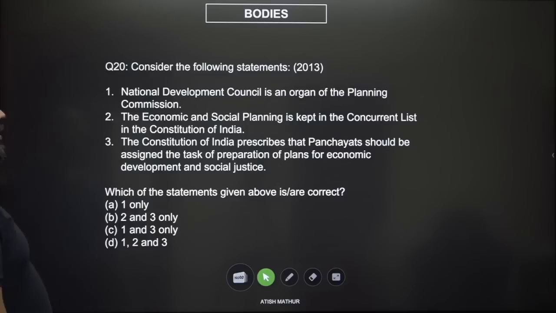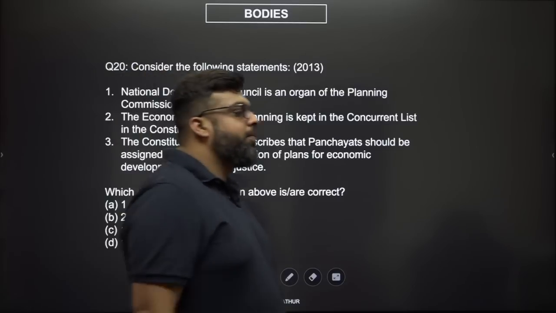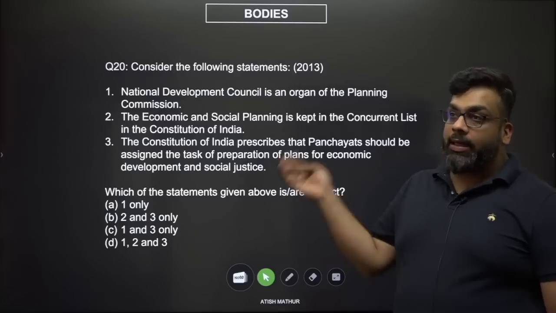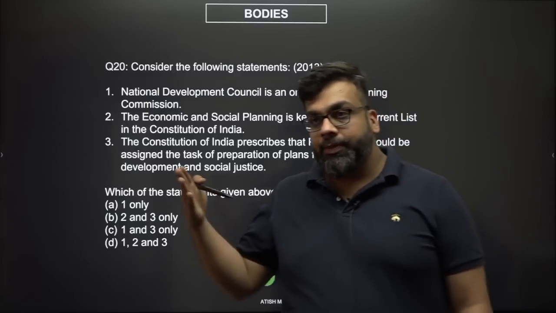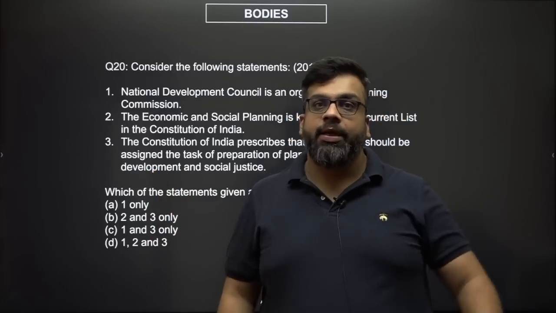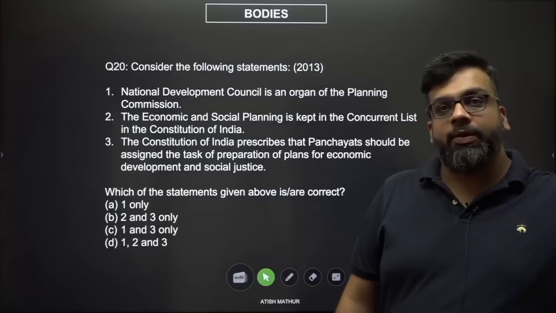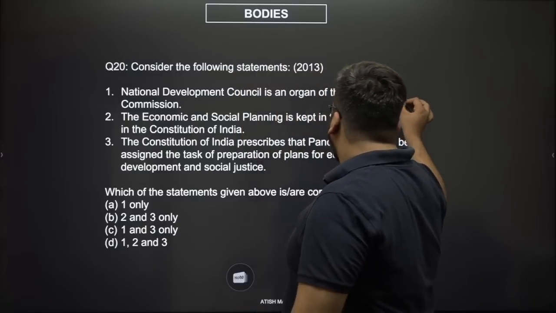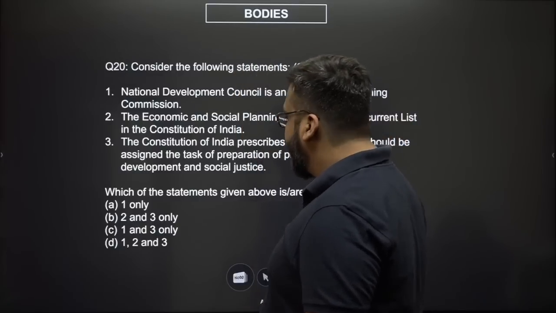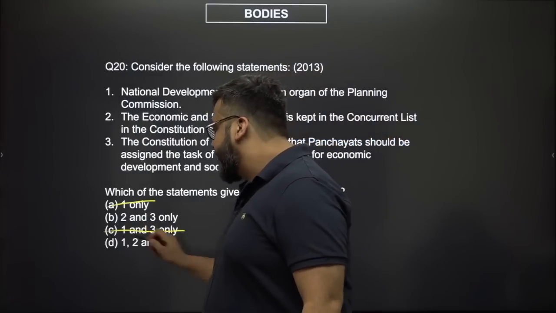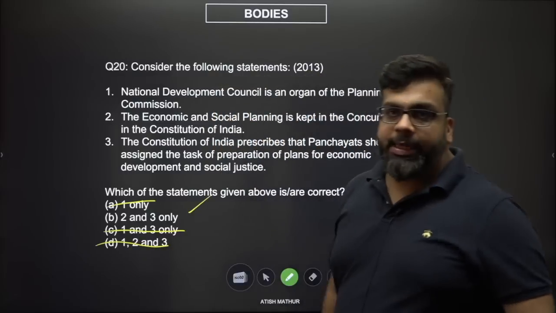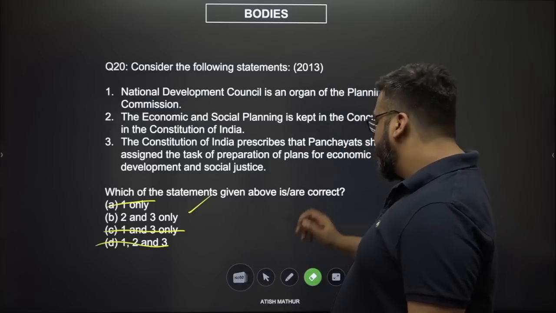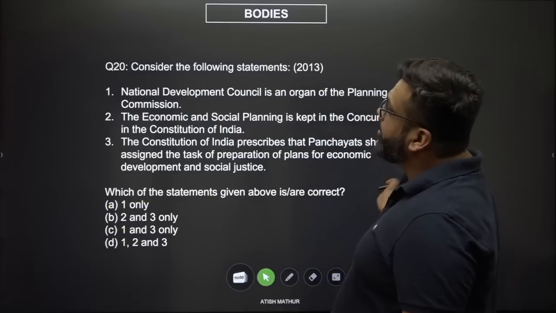NDC is an organ of the Planning Commission. If NDC is the organ of the Planning Commission and is to be headed by the Prime Minister, and the Planning Commission works under the Prime Minister and is supposed to work under the larger leadership of it, how can you have the head of the Prime Minister be an organ of an office which is under the Prime Minister? This is the incorrect option. So if this is the incorrect option, then eliminate anything which has statement number 1 in it. What you're left with is option B, which is statement 2 and statement 3. Your answer according to me should be B.